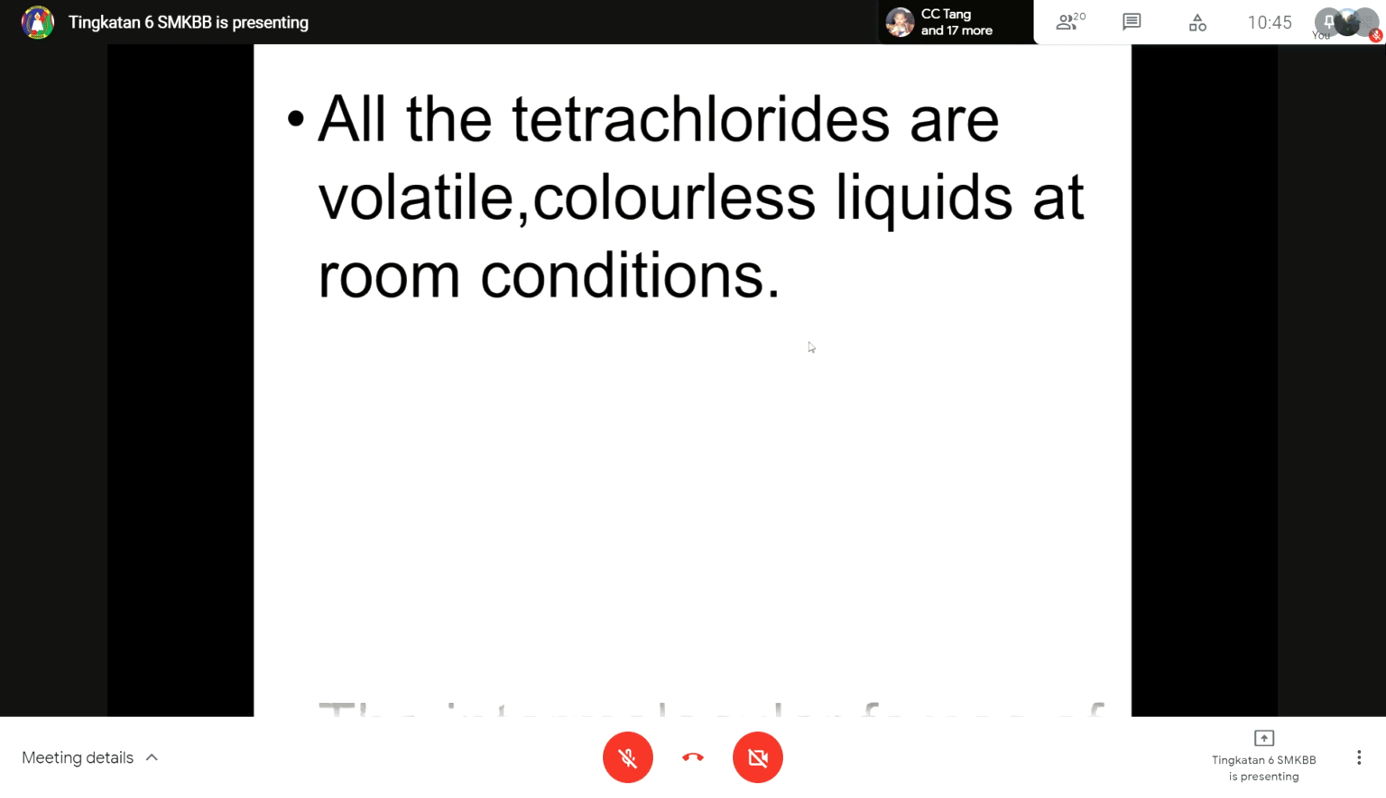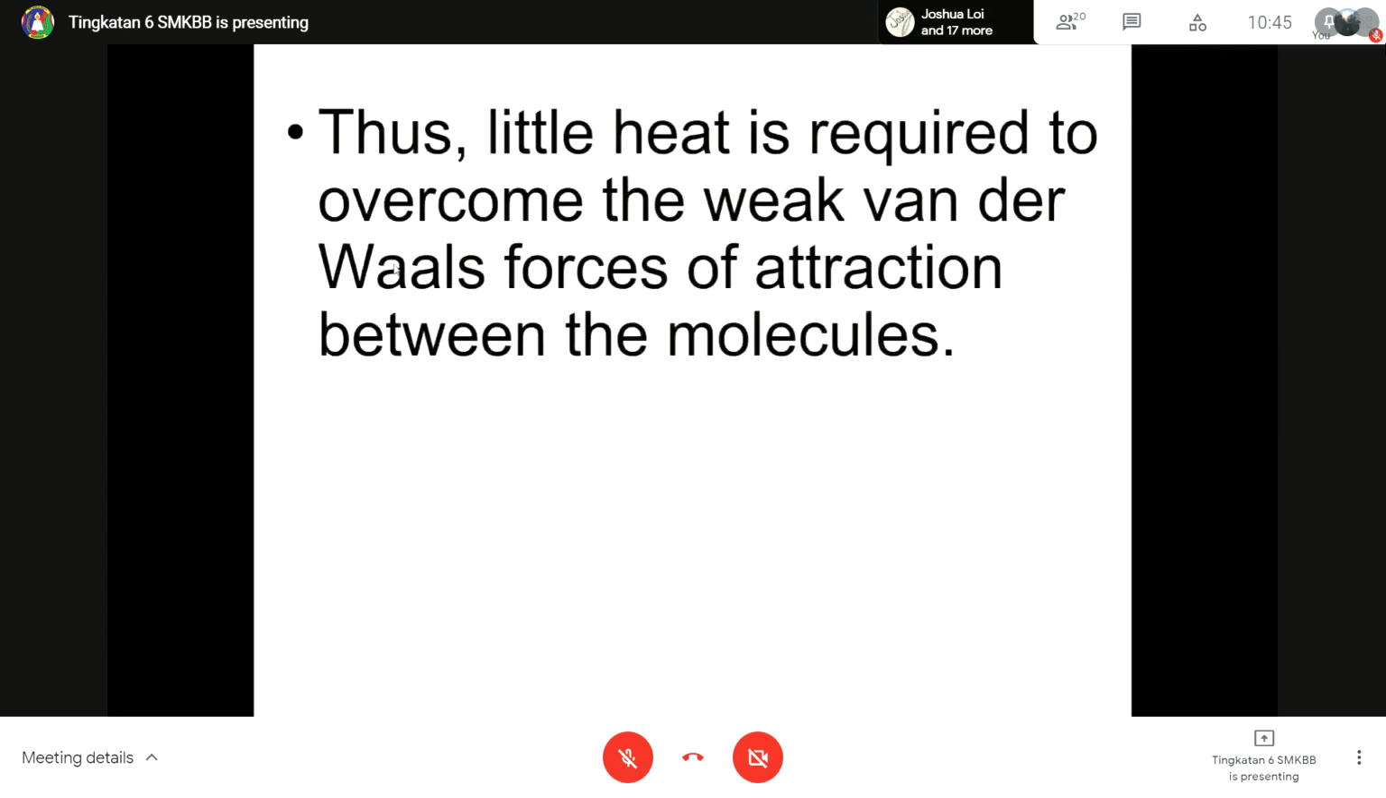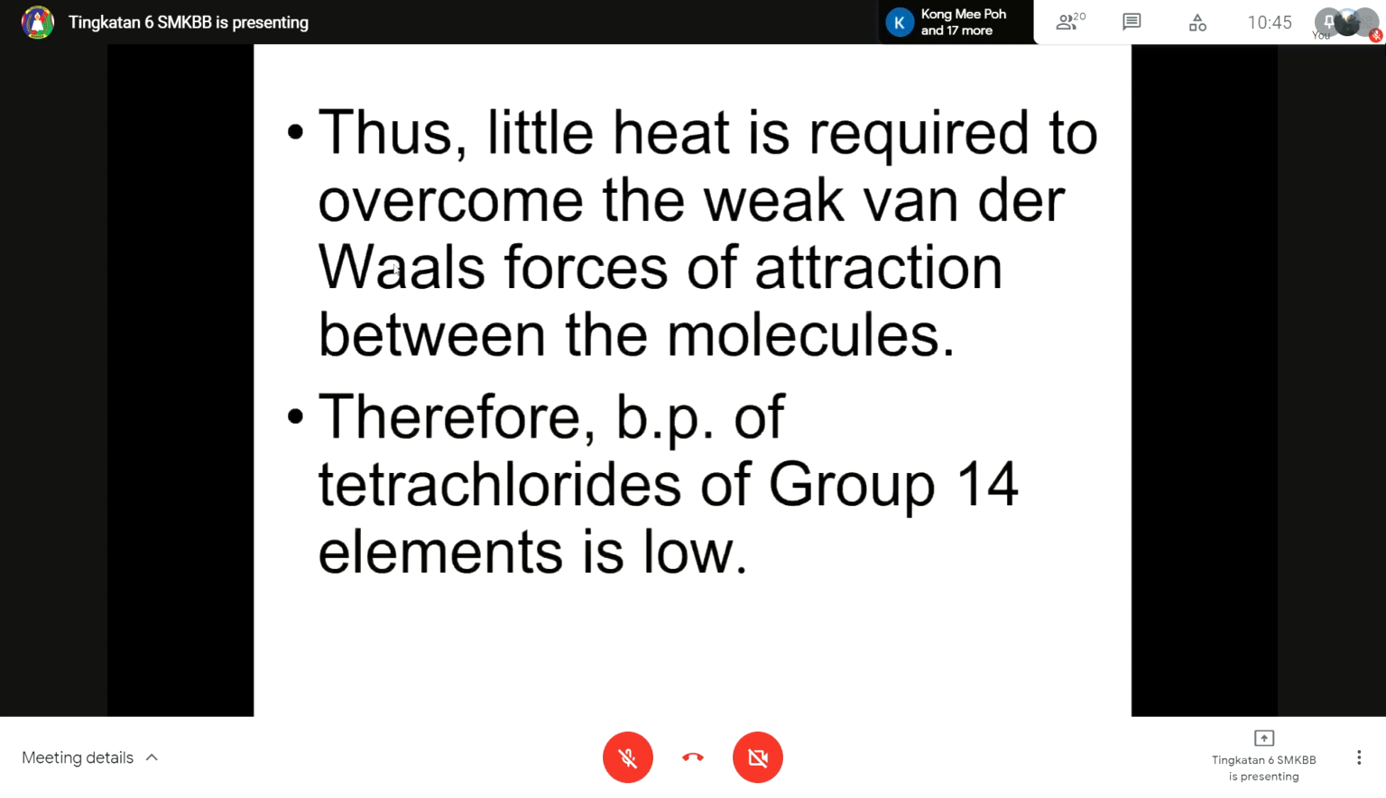Now, they are covalent molecules, so the intermolecular forces of attraction among the molecules are the weak van der Waals forces. After all, they are volatile and easily change to gas. So if you want to boil them, little heat is needed, and the boiling points of the tetrachlorides would all be low. Clear? But how about the trend going down the group?